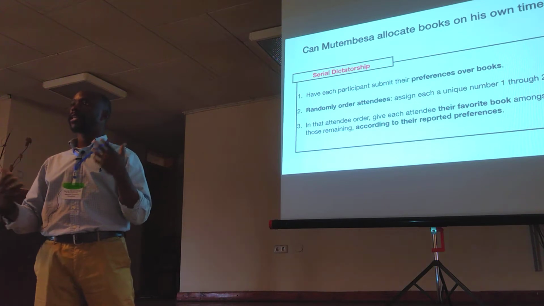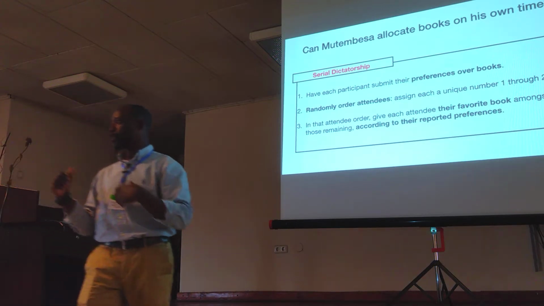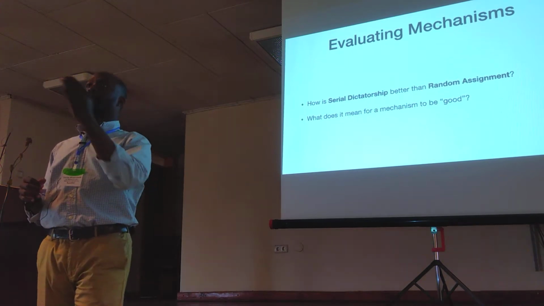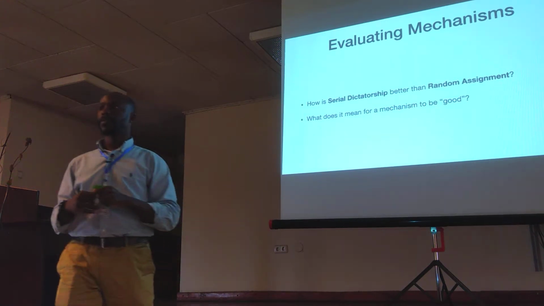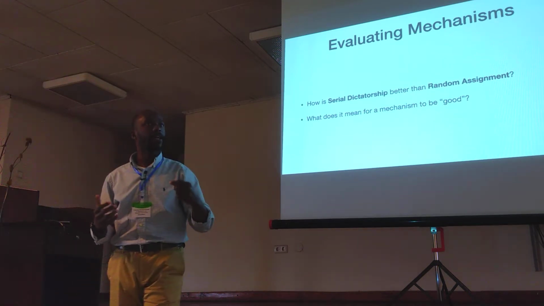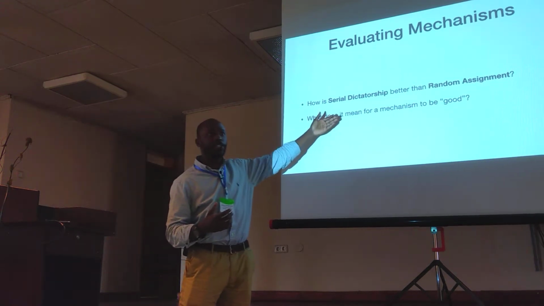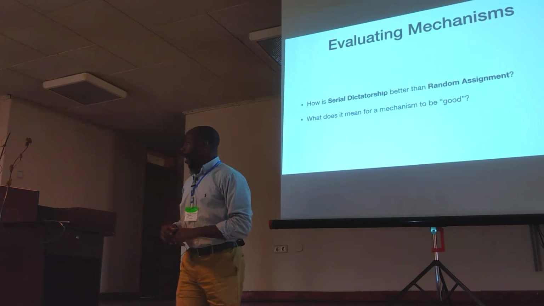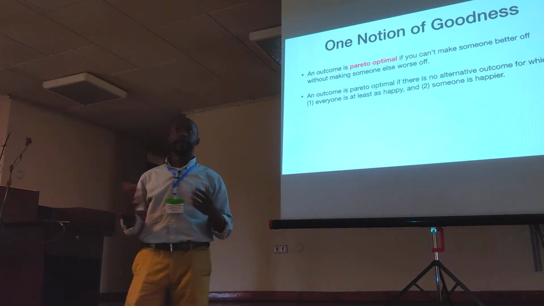You can see the idea of using books as any other resource where you have a limited resource and many participants. How do we know, which is back to the concerns you are asking, that our mechanism is good? How do we evaluate a mechanism? Some of the questions you're asking become pertinent. How do we know that serial dictatorship, which was the second one, is better than the first one, the random assignment? To be good, a mechanism has two fundamental ideas.